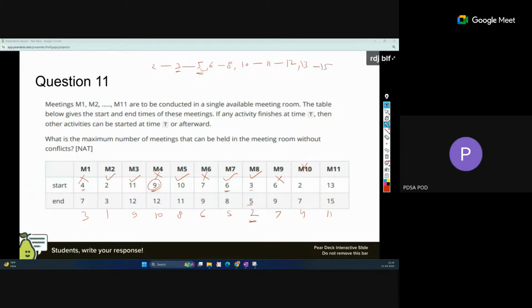15. So how many activities have we done? So 1, and then 2, then 3, and then 4, and then 5, and then 6. So 6 activities we can perform in one row at maximum.